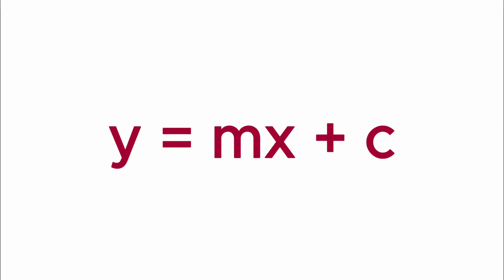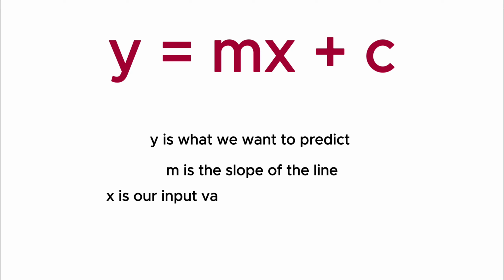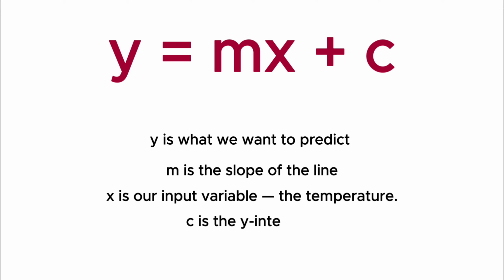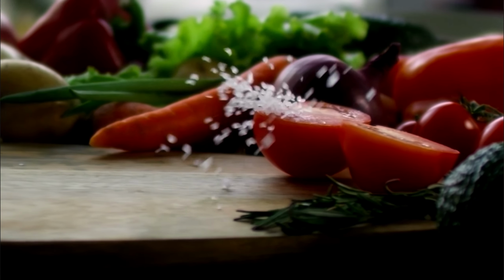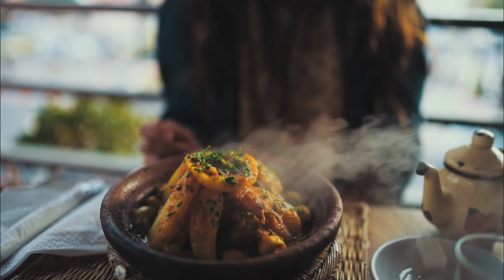Let me break this down for you. Y is what we are predicting, in our case, which is the number of customers. Then m is the slope of the line. It tells us how much y changes when x changes. X is our input variable, which happens to be the temperature in this case. And c is the y-intercept, which is where the line crosses the y-axis when x is 0. In simpler terms, think of it like a recipe. You adjust the ingredients of a meal and linear regression helps you predict the outcome.